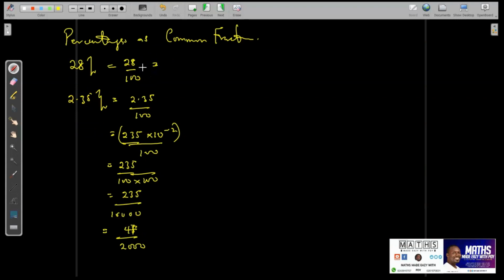Now, when you simplify 28 on 100, what are you going to obtain? 7 out of 25. All right, thank you. So basically, this is how you express percentages as common fractions. We'll be applying them very soon, so please take note. We are building on the concept from one point to the other, because when we get to the application, some of these things are going to come back again. So please follow me as we go along.